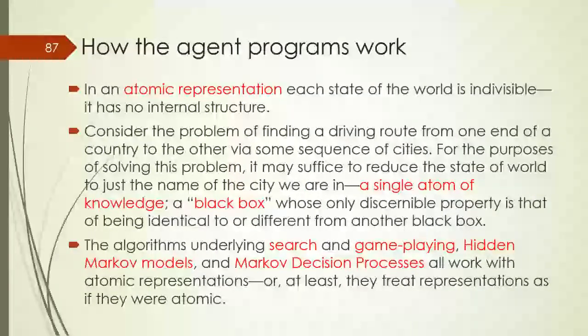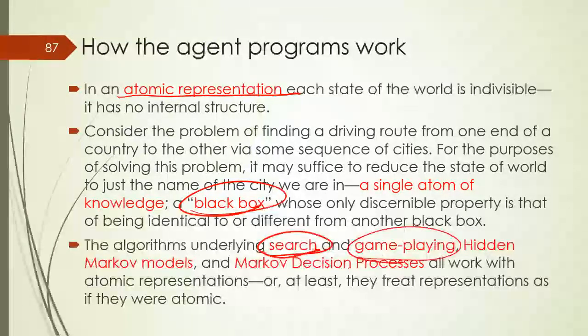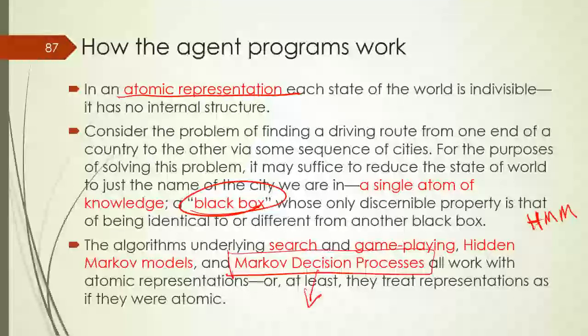So in atomic representation, as I said, we have a black box representation of the states. Examples and uses related to this type of representation are search algorithms, my next discussion, game playing algorithms, and the hidden Markov model, called HMM. A very, very important approach in AI and in modeling: the hidden Markov model and the Markov decision process. Probably the core idea behind reinforcement learning and robotic learning.